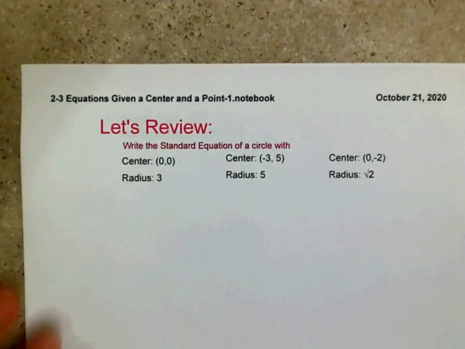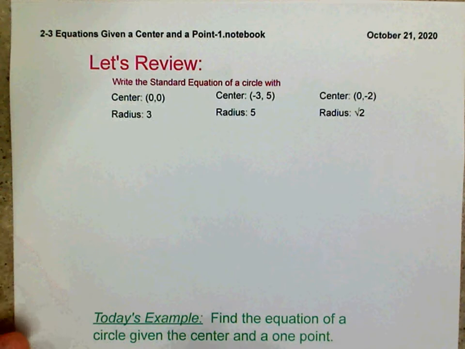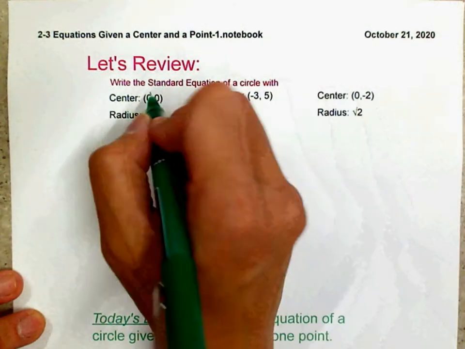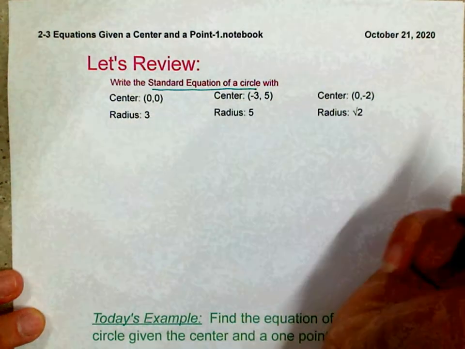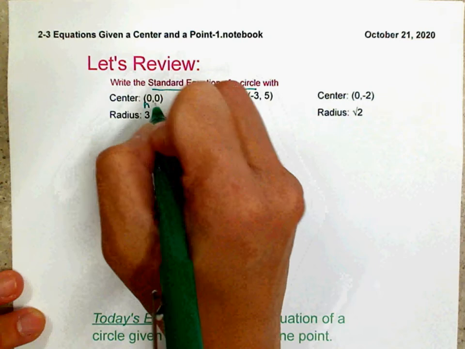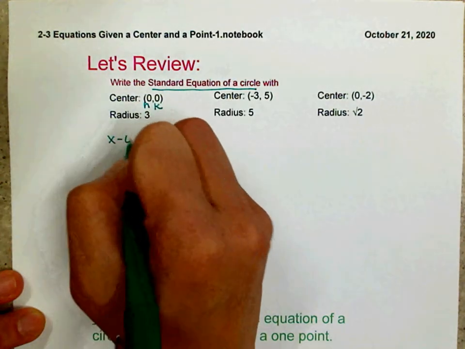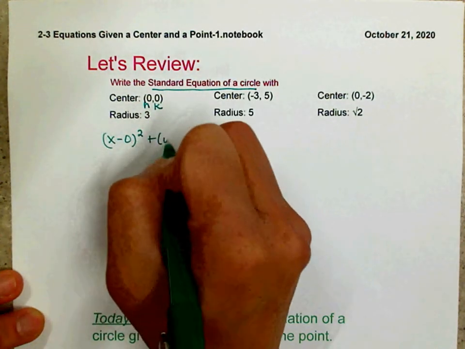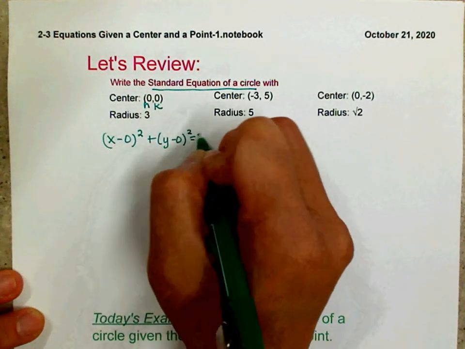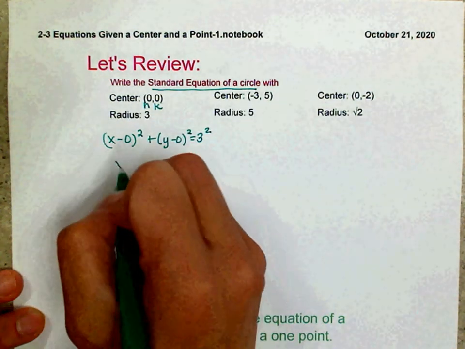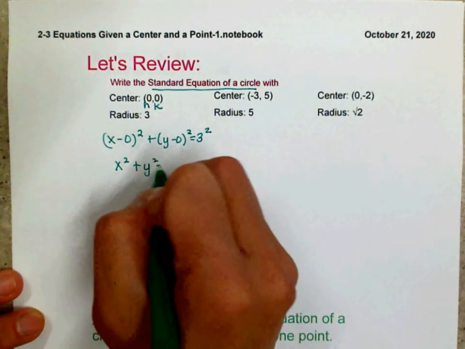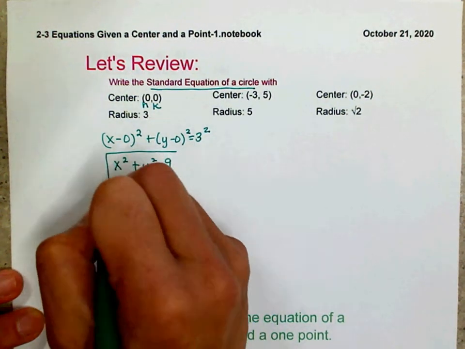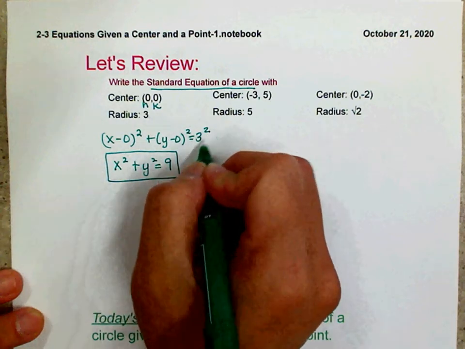Let's do another review. All right, this time I'm giving you the center and the radius. You are to write the standard equation of a circle. Here's your h, here's your k. So (x - 0)^2 + (y - 0)^2 = 3^2. Let's rewrite: x^2 + y^2 = 9. Because 3 squared is 3 times 3, not 3 times 2.